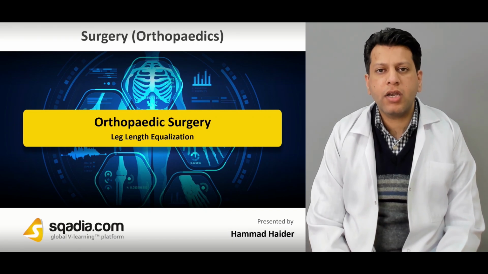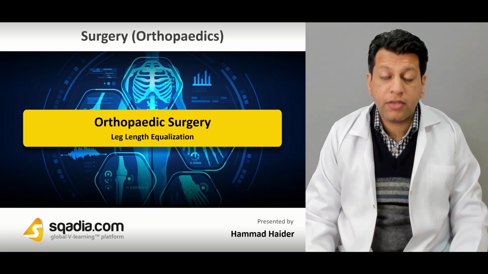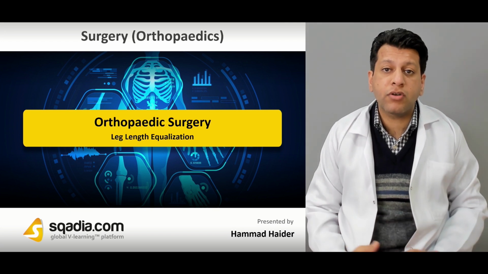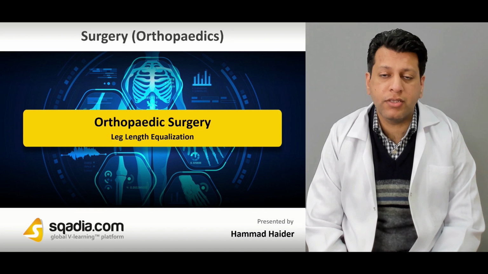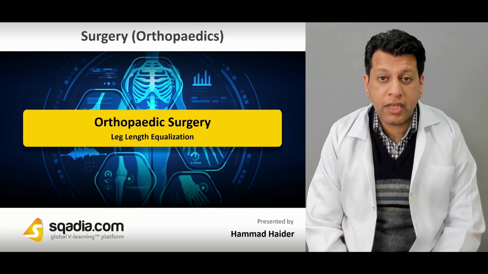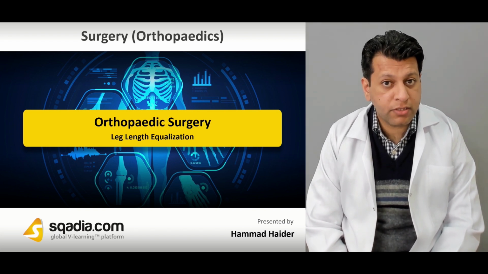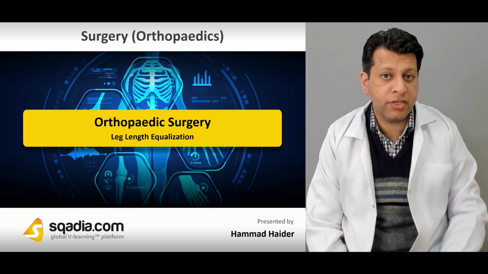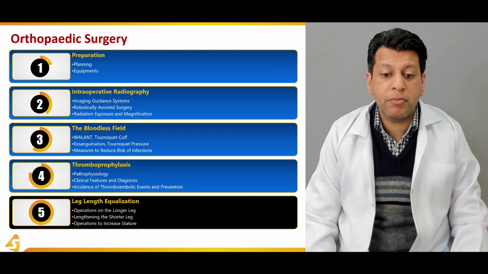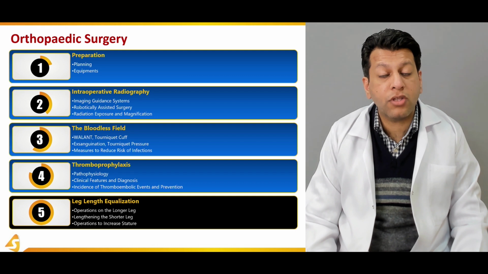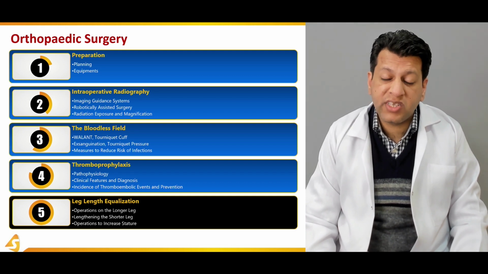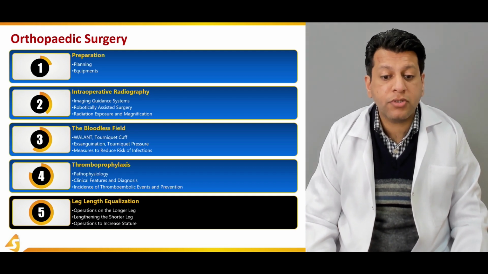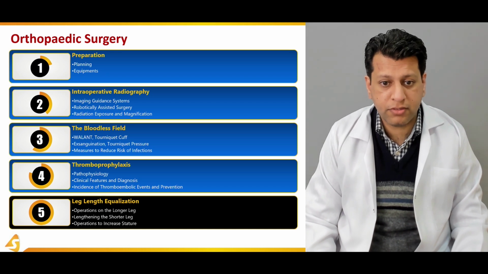Now coming on to our last topic, that is the leg length equalization. In this, we will be discussing what are the different options available for leg length equalization. Usually the children can have a massive leg length discrepancy, as high as 10 to 15 centimeters. So we will be briefly discussing what are the operations in the longer leg, what are the surgeries which can be done in the shorter leg, and what are the options to increase the stature of the person.